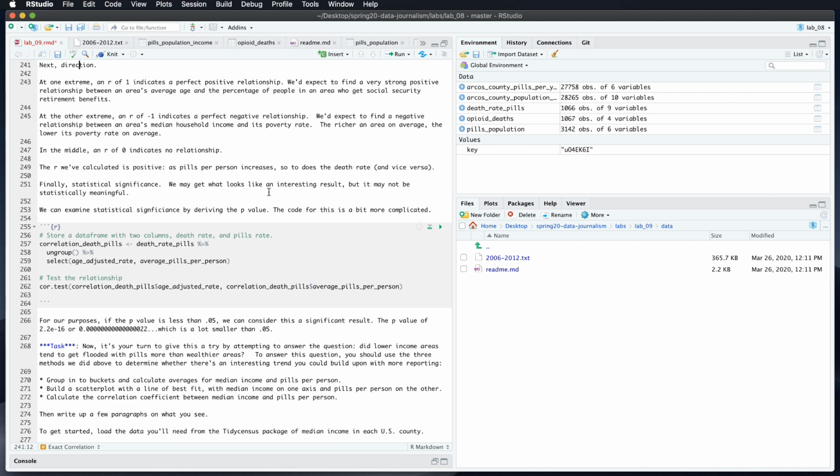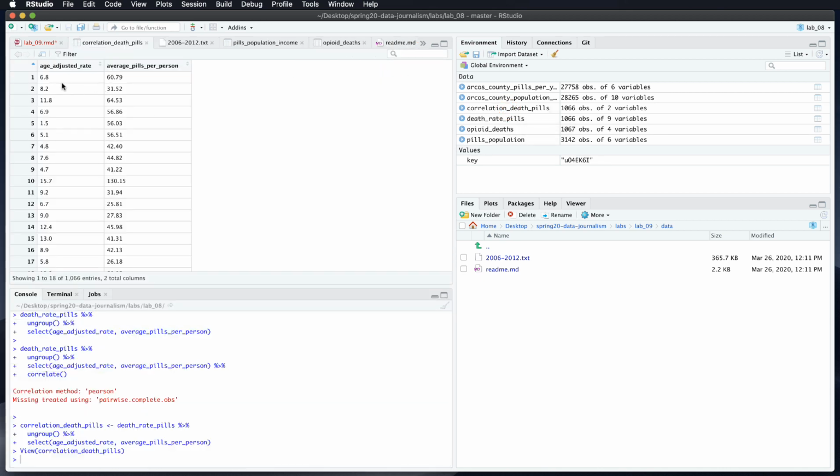The last thing we want to look at is statistical significance. You can get an interesting result, but it may not be statistically meaningful. We can examine statistical significance when we do this correlation test by deriving the p-value. The code for this is a little bit more complicated. So the first thing we're going to do here is store a data frame called correlation death pills. It takes this death rate pills table, ungroups it, and selects just those two columns, right? The age-adjusted rate and the average pills per person. So I can pop it up. There it is, 2 columns.